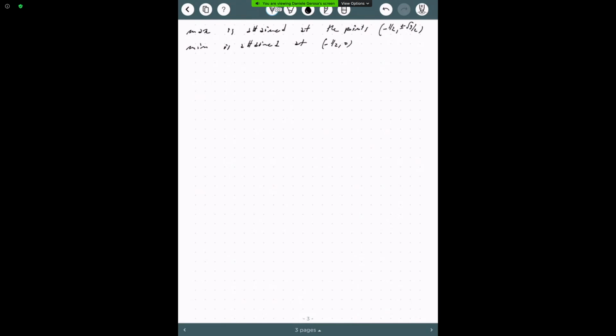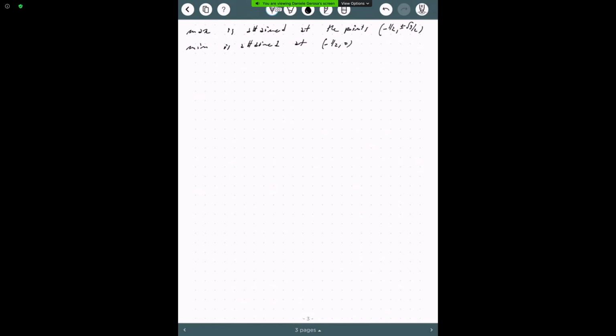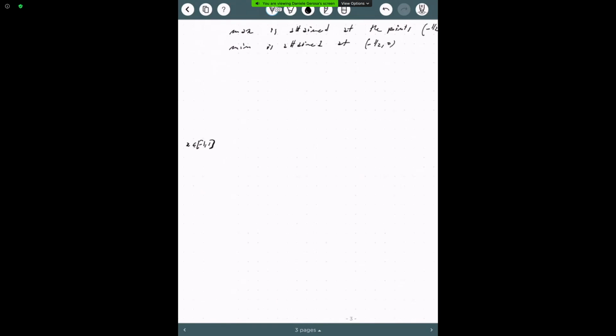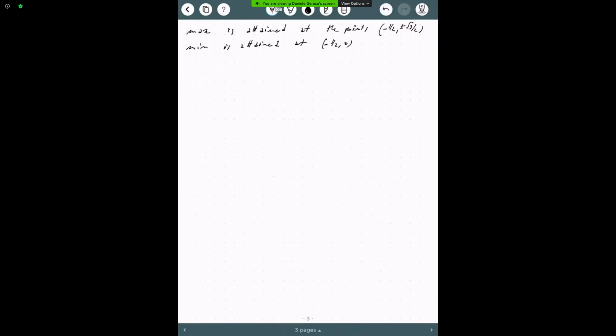Do you have any questions on this problem? Maybe I wrote it wrongly. Yeah, it's 1/2.